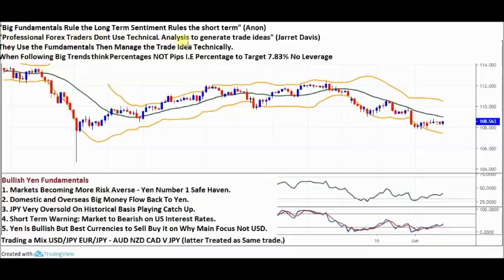Professional Forex traders don't use technical analysis to generate trade ideas. It comes from Jared Davis, an ex-hedge fund manager. He's totally correct. I don't know anyone who trades Forex seriously who's looking for big long-term trends who does it technically. They use the fundamentals to generate the trade idea. Then they manage the trade idea technically. When you do it this way, your technicals become very simple. Our technical analysis is extremely simple.